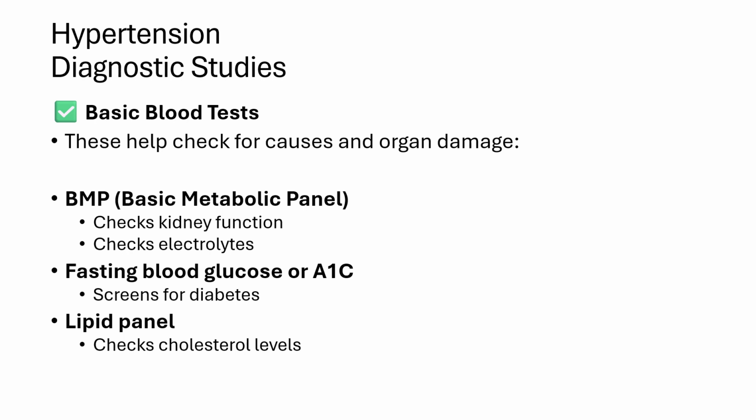Also, fasting blood glucose or a hemoglobin A1C. This is screening for diabetes. The A1C is the average blood sugar for the last 120 days. It is called glycosylated hemoglobin because the sugar molecule attaches to the hemoglobin, and your hemoglobin and your red blood cells live for about 120 days. So this is a 3-month, 4-month average of your blood sugar over that time period.